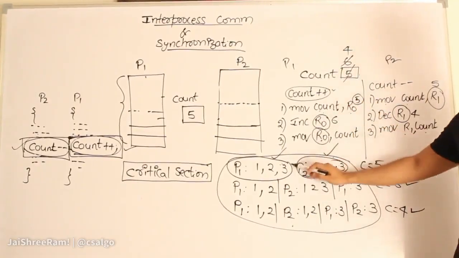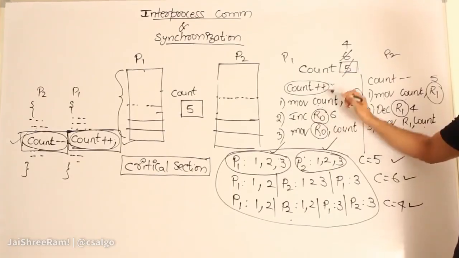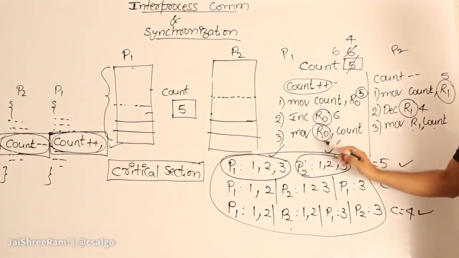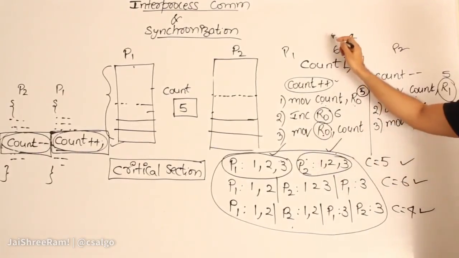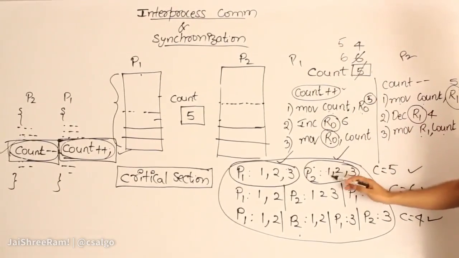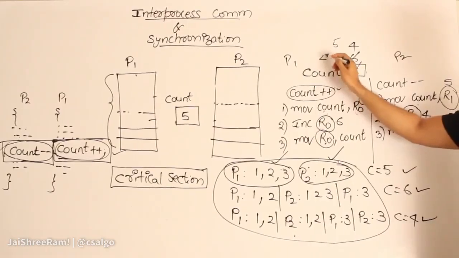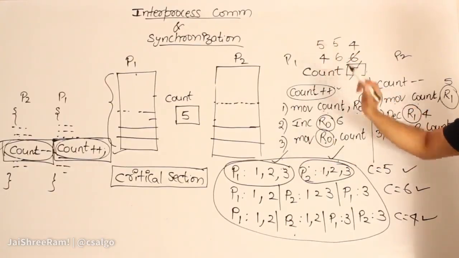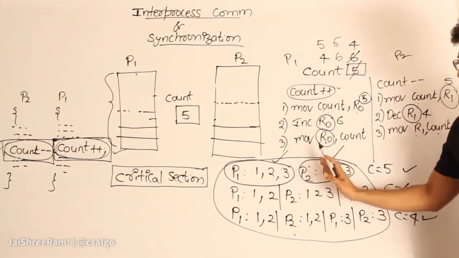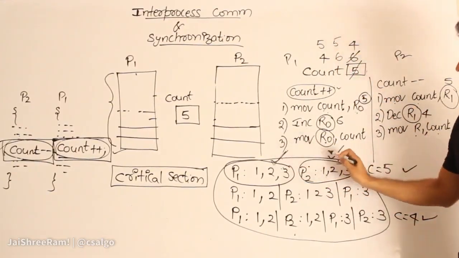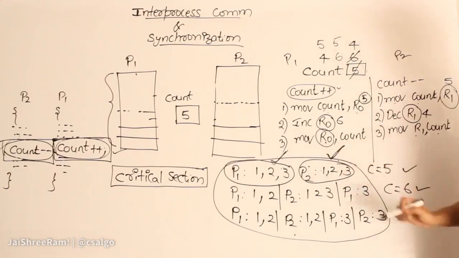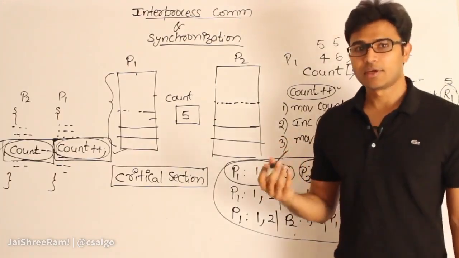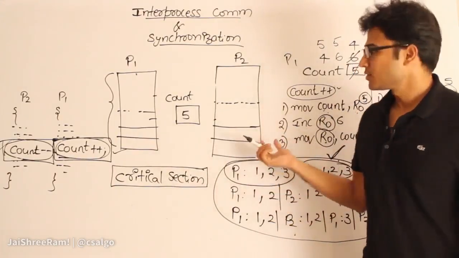Why? If P1 finishes it, then it is going to increment the value of count, and it will be 6. And then if P2 starts, then it will decrement the value, it will be 5. Or if P2 finishes it, then it is going to decrement the value, which will be 4, and then if P1 finishes it, it is going to increment it, then it is going to be 5, which means you should see that one completely finishes, then the other will start accessing the critical section. If you can make sure that it happens, then that is called synchronization.